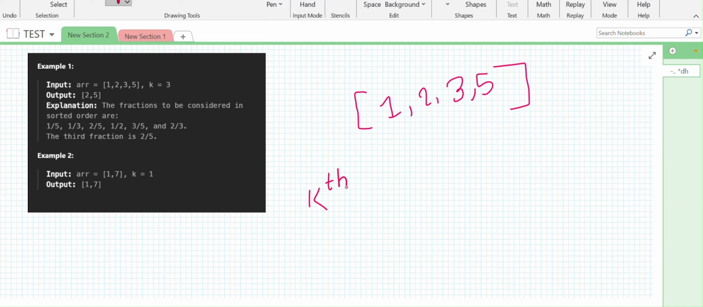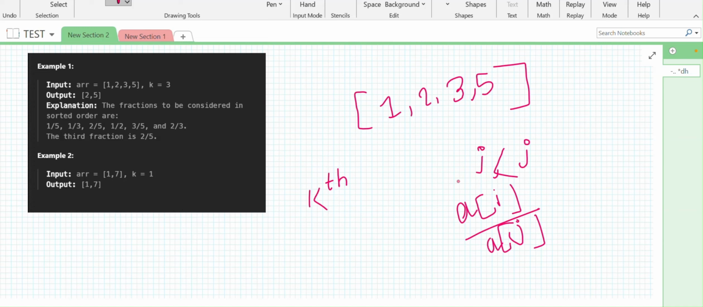Kth smallest prime fraction means if we choose two integers i and j, which will be the indexes, then a of i by a of j is one of my prime fractions, where i should be less than j. So we are given an array, we have to return the kth prime fraction, and a prime fraction means a of i by a of j, where i should be before j.